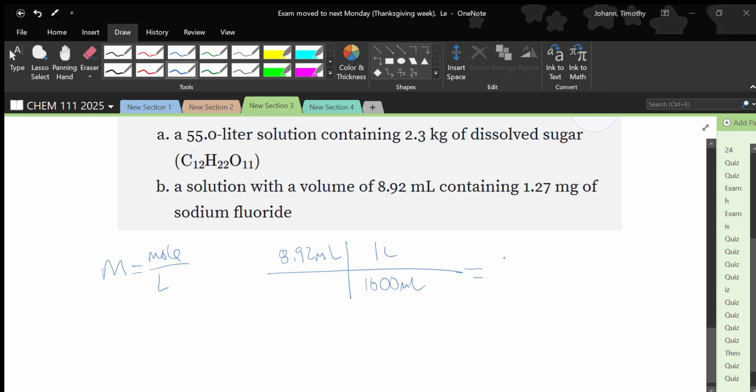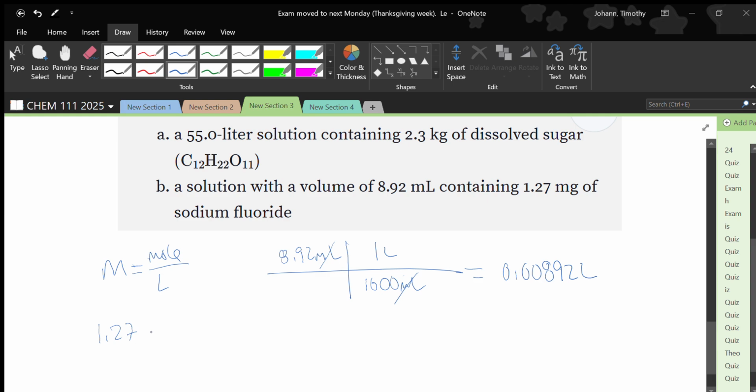Okay, and so we're going to end up with 0.00892 liters. All right, milliliters cancel. So we've got that in liters. Great, we're all ready with that. Now we need to get the other one into moles. First thing is we're in milligrams, and we're going to need to be in what to go to moles? Grams, right?